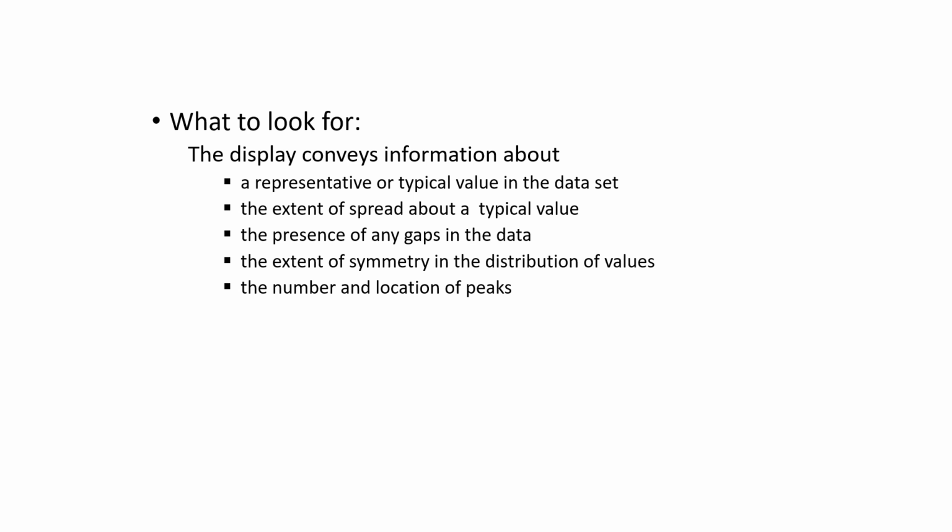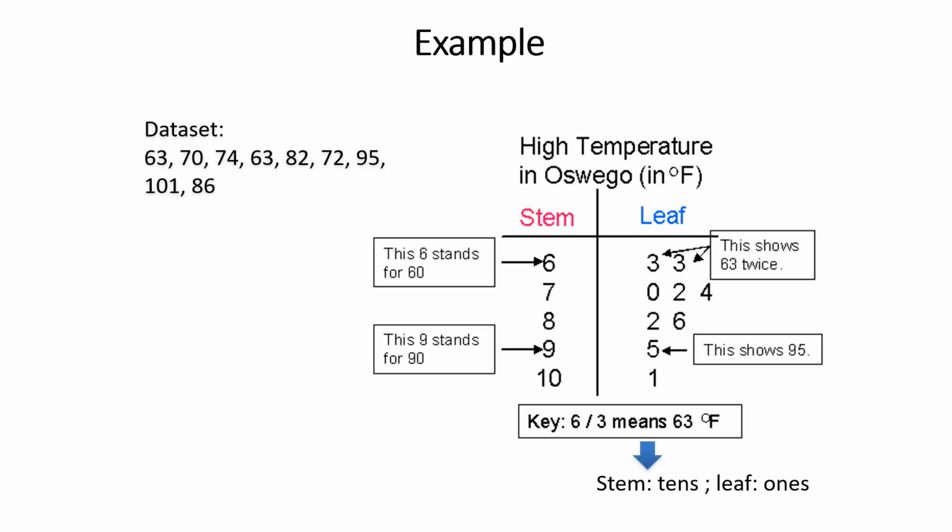What we are looking for from this graph is a representative or typical value in the data set, the extent of the spread from the typical value, and any gaps in the data. Also the symmetry of the distribution, and the number and location of peaks. So this is an example of data: temperature data in Oswego, in Fahrenheit.